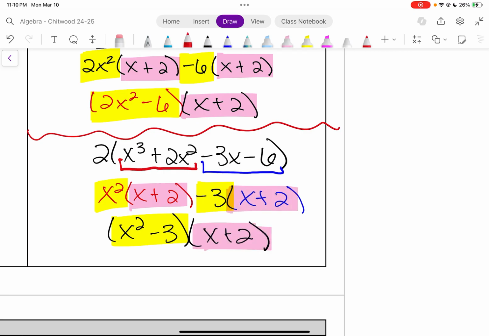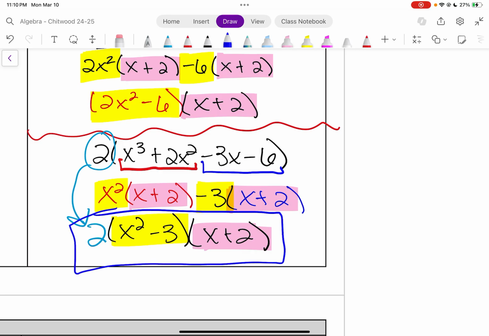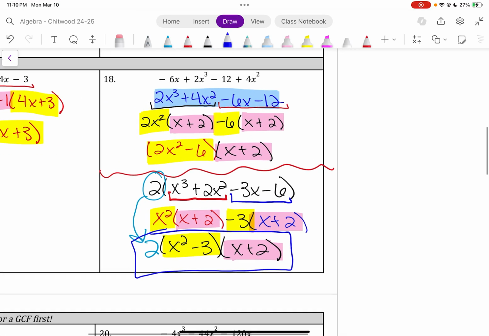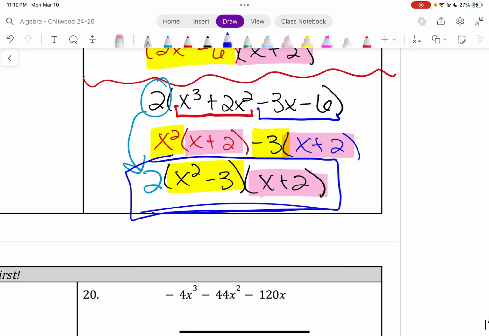And then at the very end, you have to bring that GCF down. It will be right here. This will be your final answer. Make sure you take out the GCF first. Write it like this, the second way right here.